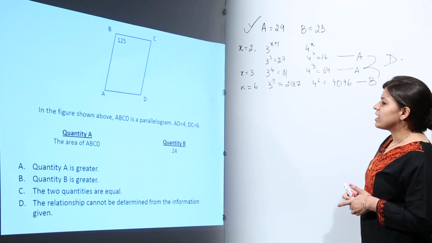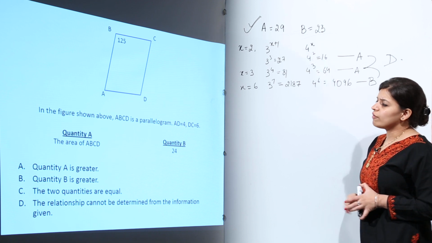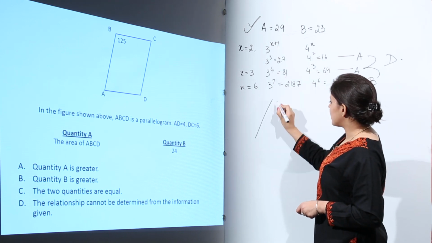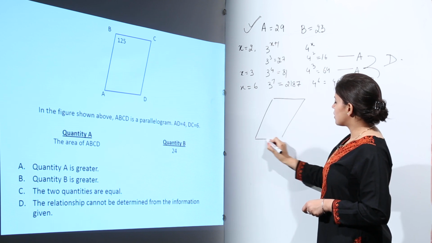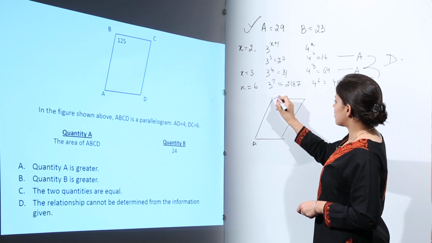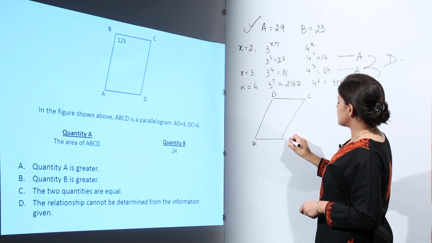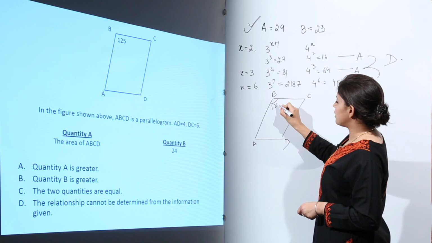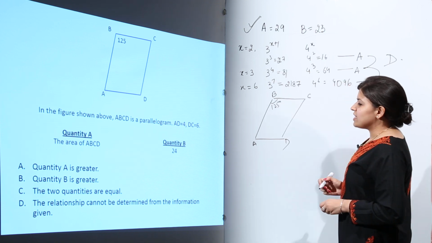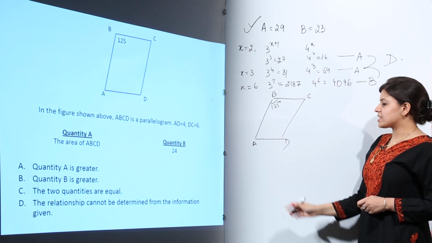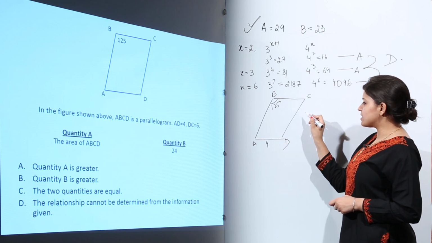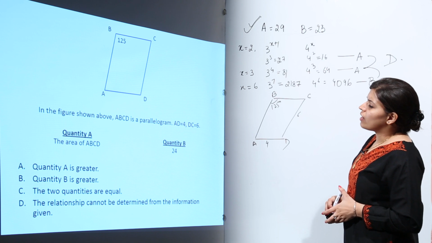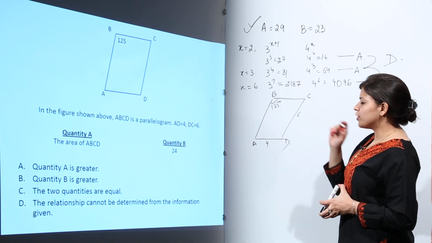Let's see this question. It says that in the figure given above, ABCD is a parallelogram. We know that in this figure, ABCD is a parallelogram and we know the value of this angle which is 125 degrees. It says that AD is 4 and DC is 6. Quantity A is the area of ABCD and quantity B is 24.